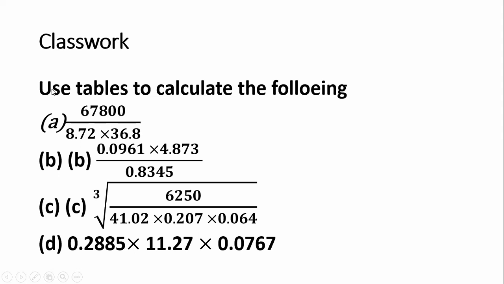The first question says use tables to calculate the following. A: 67,800 divided by 8.72 times 36.8. B: 0.0961 times 4.873 divided by 0.8345.